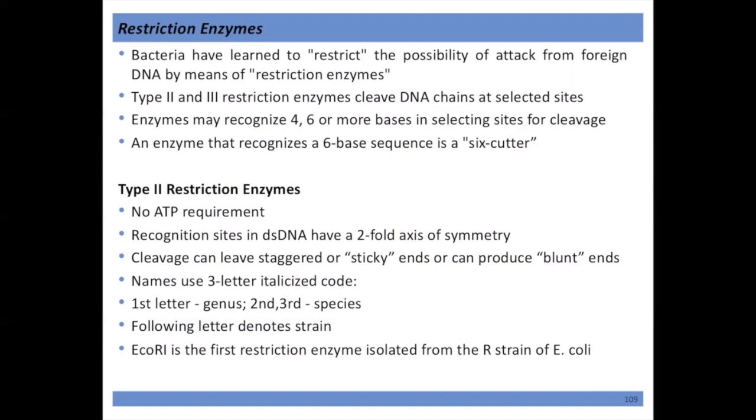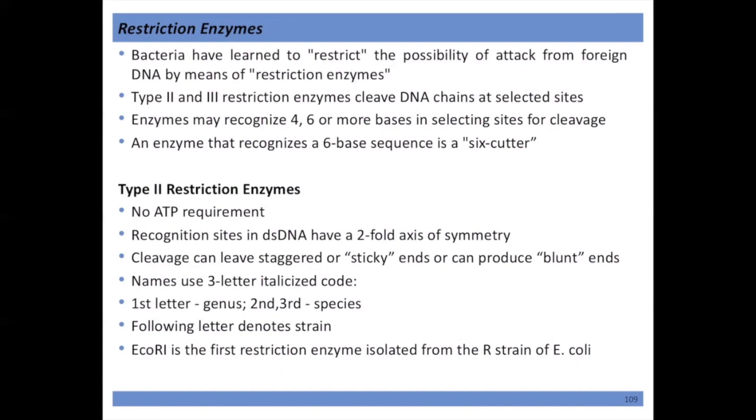The recognition site in double-stranded DNA has a twofold axis of symmetry. And I'll give you a more detailed picture of that in just a bit. Cleavage can lead to what they refer to as sticky ends or blunt ends. I'll give you a picture of that in just a second. And they just name them using a 3-letter italicized code. And so it just comes from the genus and the species of where they found these enzymes. And there may be some other letters and things that denote the strain.